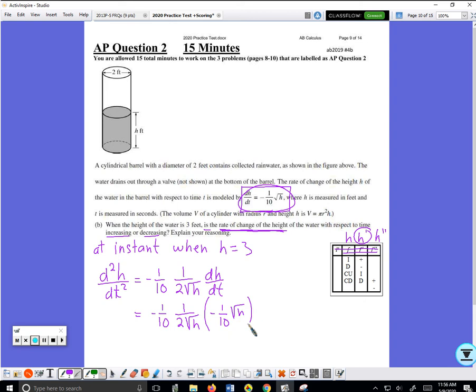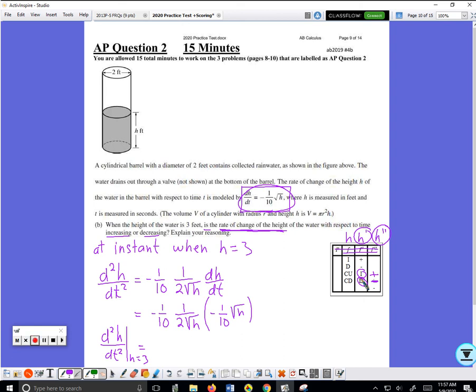I'm doing it when h is 3, so plug that in, so we should change our notation here. This is d squared h all over dt squared at an h value of 3. Looking at the second derivative, to see if the second derivative is positive or negative, that will tell us that the rate of change of height is increasing or decreasing.